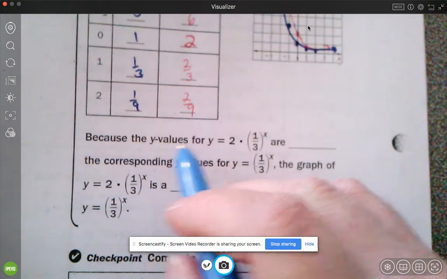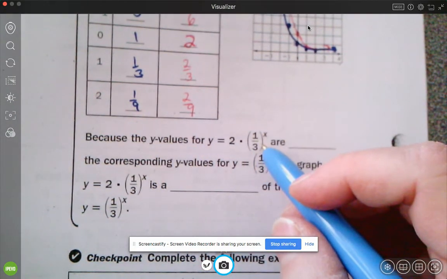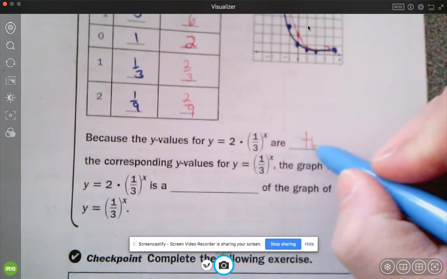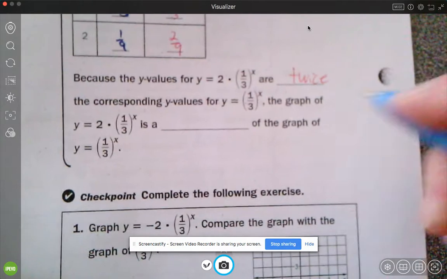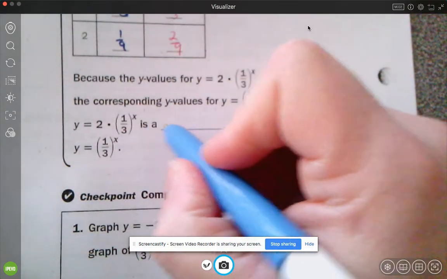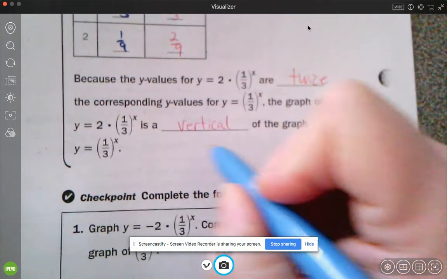So because the y values for y equals 2 times 1/3 to the x are twice the corresponding y values for 1/3 to the x, the graph again is a vertical stretch.